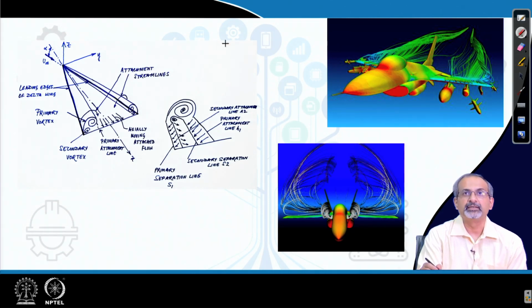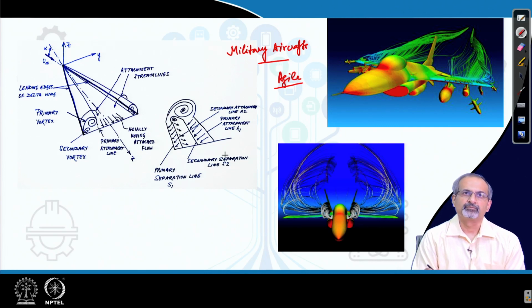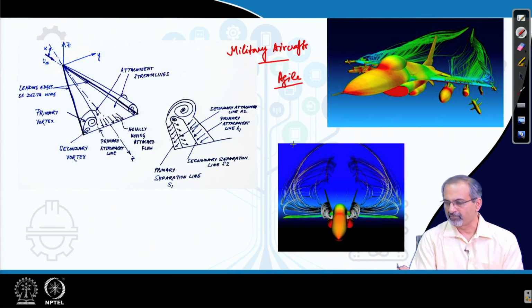If you look at the military aircraft, they are much smaller ones, they fly much faster, they are also very agile aircraft. They have to make very rapid maneuvers, and because of which they are usually built much stronger and they can sustain higher Mach numbers, for which structurally they have to have much more stiffness as well.